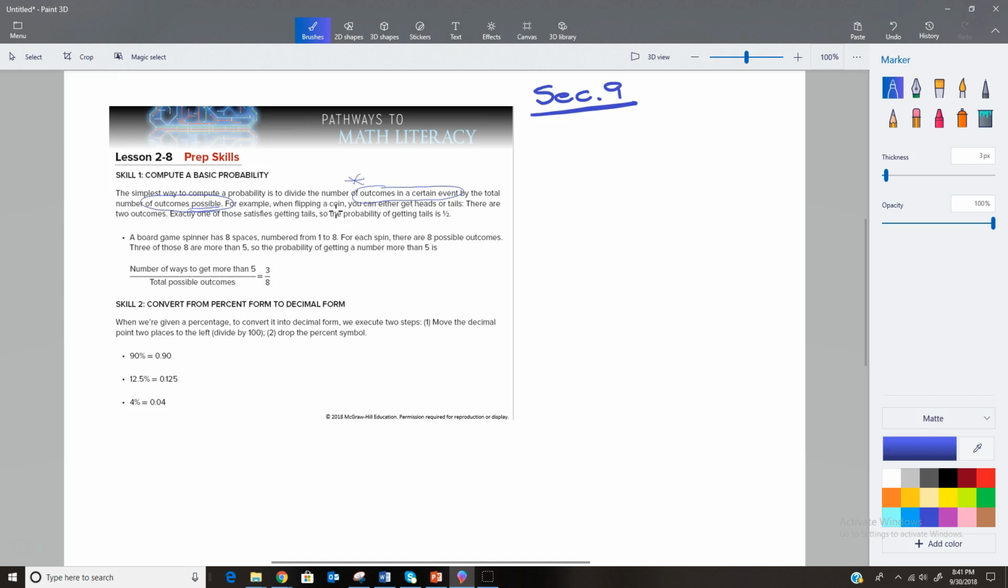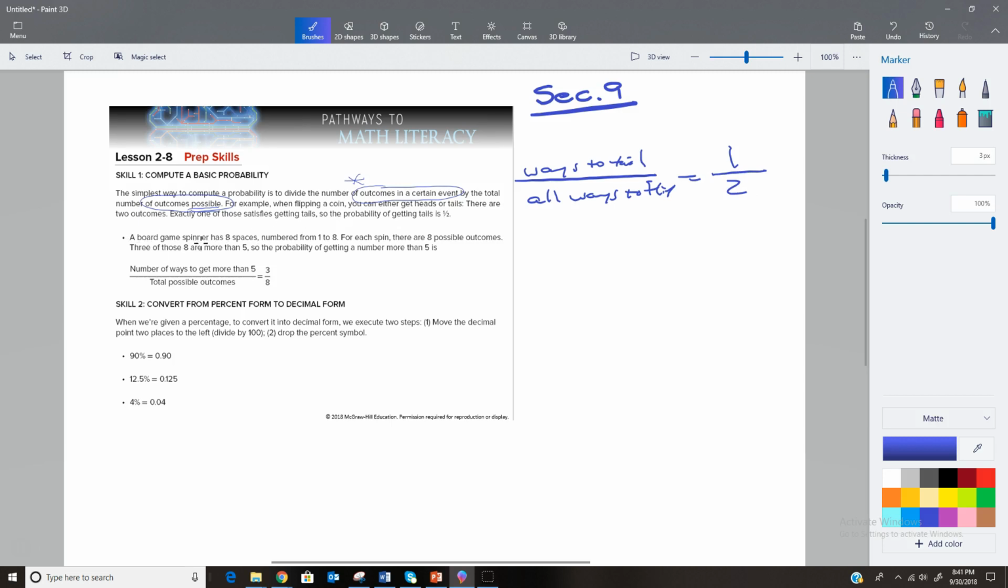For example, when flipping a coin, you can either get heads or tails. So there's 2 outcomes, and exactly one of those satisfies getting a tail. So the probability of getting a tail is 1/2. So you're looking at how many ways to get a tail on a coin out of all ways to flip a coin. On a coin, one side has a heads and one side has a tail, so there's 1 way to get a tail and there's 2 ways to flip the coin, heads or tails. So this is what you're looking for, in this case tails, and this is all the possible outcomes.